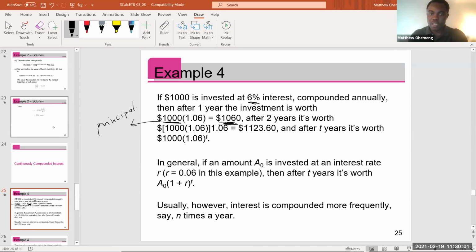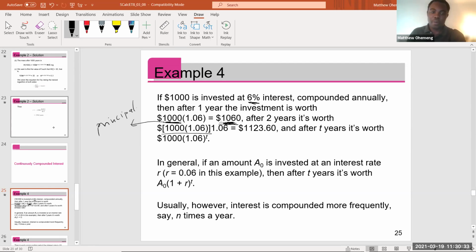So at the end of a year, you have this amount. Everything just resets. It's almost as if you have a principal of 1,060 invested. Over another year, it's that amount times 1.06 again. So in general, if you're investing that 1,000 for t years at an interest rate of 6%, the formula is just 1,000 times 1.06 to the t.